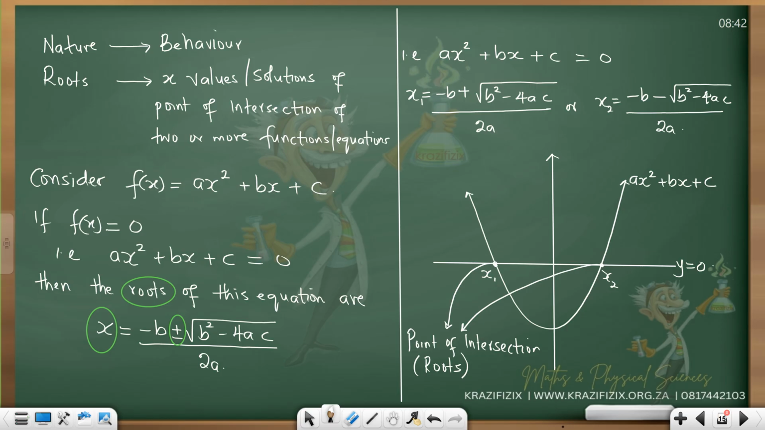We go gradually. Nature of roots: how will these x values behave? Let's write that quickly.